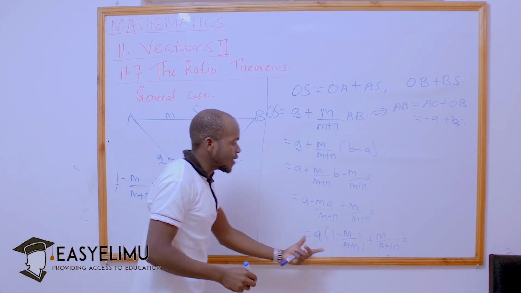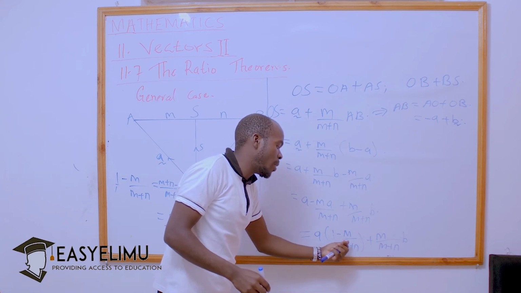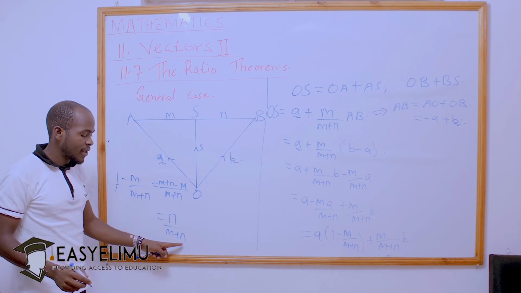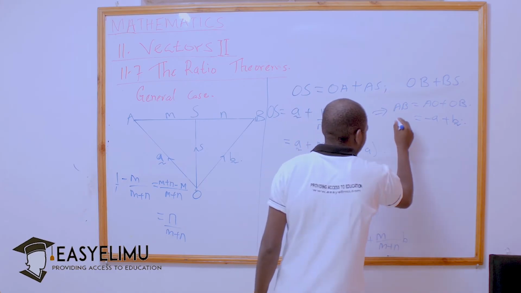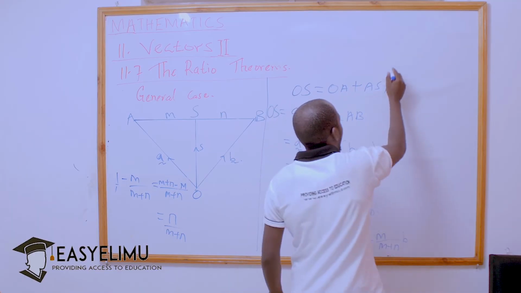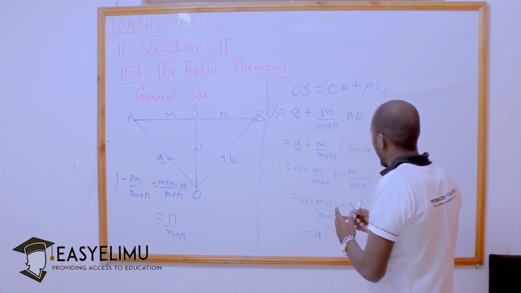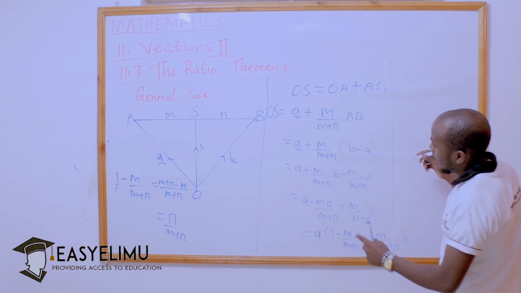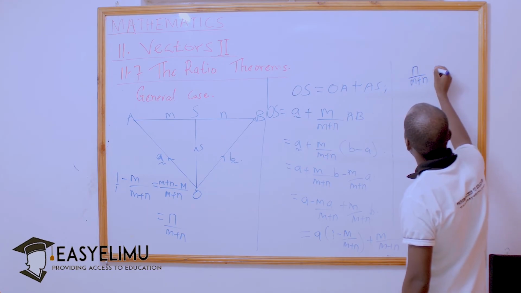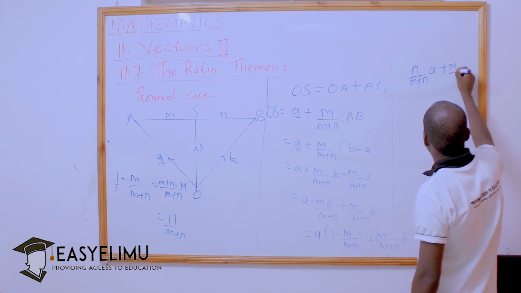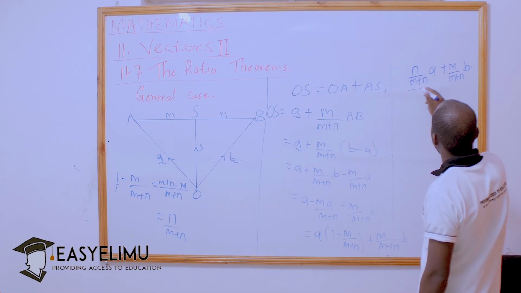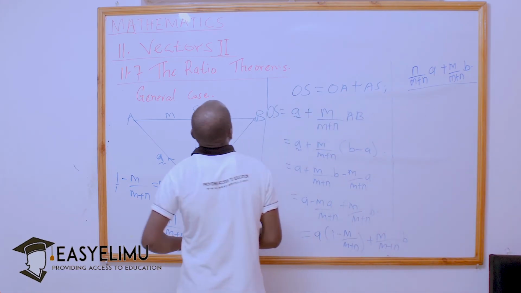So meaning, whatever is in the bracket here, 1 minus m over m plus n of A, can be replaced by n over m plus n, as we can see by working. So whatever is in the bracket is replaceable with n over m plus n of A plus m over m plus n of B. So this here is what we call the ratio theorem.